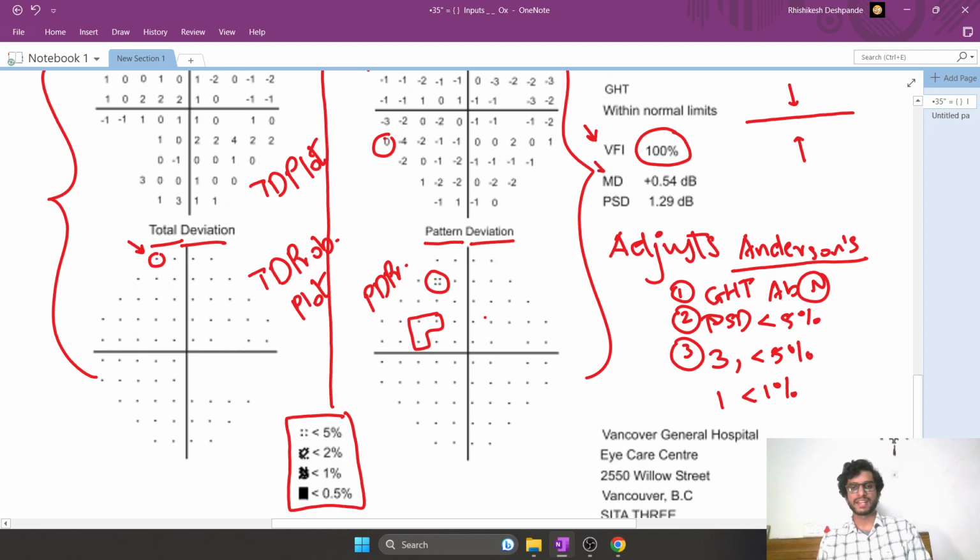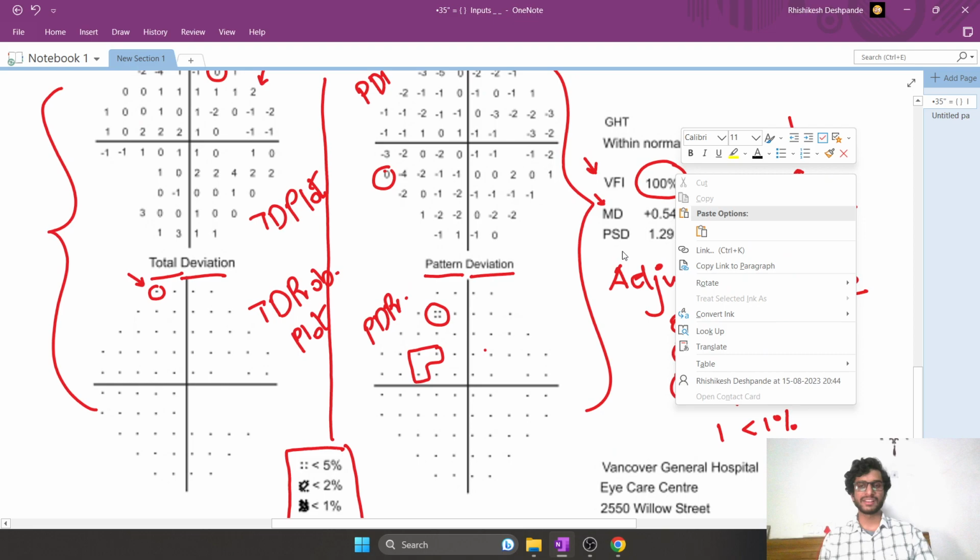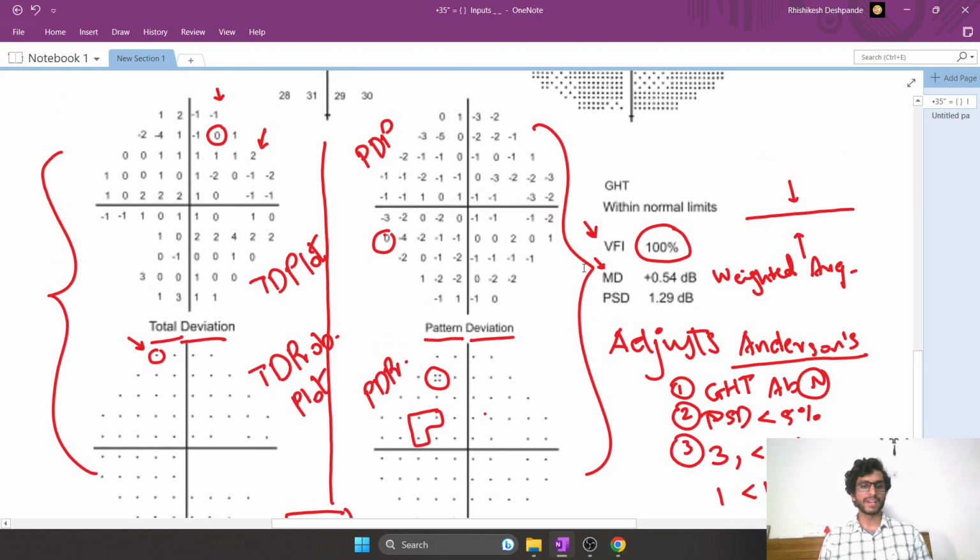Mean deviation is basically a weighted average. Weighted average meaning not a regular arithmetic average. We'll come to weighted average. So mean deviation is a weighted average of all the values of the total deviation. You take total deviation, you mathematically carry out the weighted average, and you come to a value which could be 0, which means normal sensitivity, positive, which means better sensitivity than the database, or negative, which means a depressed sensitivity.